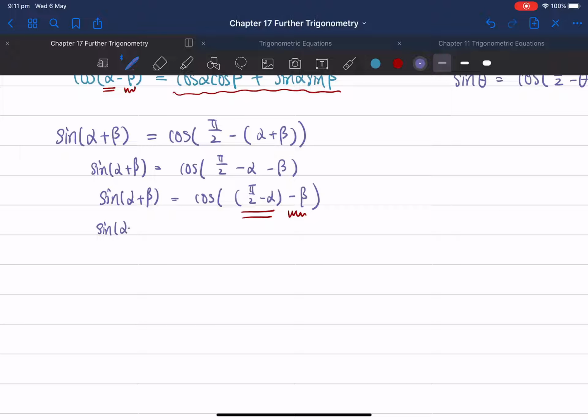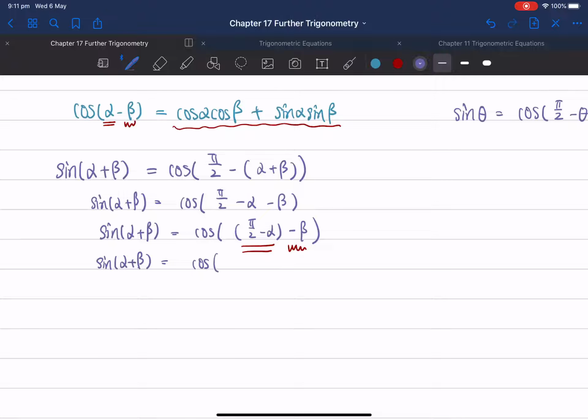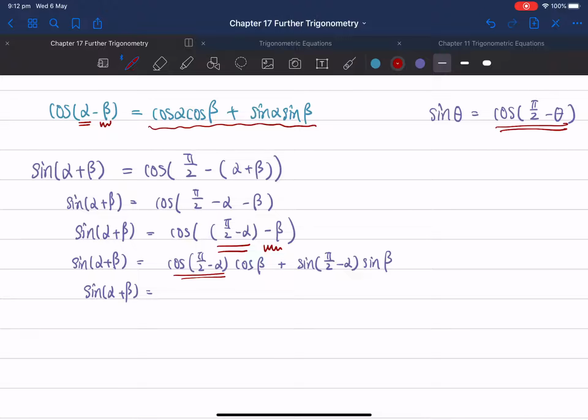So sine bracket alpha plus beta is equal to cosine, let's use the formula, pi over 2 minus alpha, cosine beta plus sine pi over 2 minus alpha, and then sine beta. All right, keep going. Now, what is this? That's the complementary angle again. That's just this formula one more time. So we're going to replace this one back. All right, so that gives you sine alpha, cosine beta. And then that's the complementary angle for cosine, so it becomes cosine alpha, sine beta.